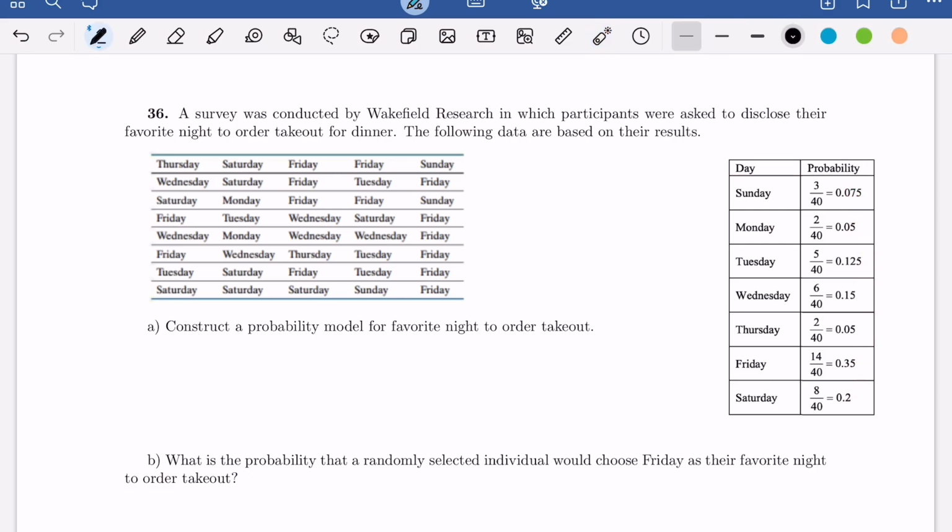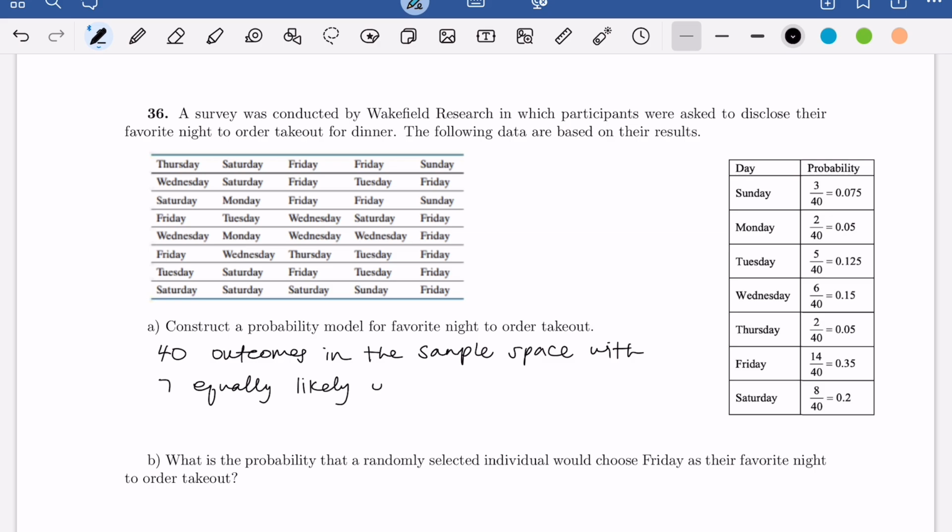So for part A, I'll just state here, we do have 40 outcomes in our sample space. That's given by the table in this problem. But we also have 7 equally likely outcomes, and those are the days of the week. Okay, so this is our probability model for part A.